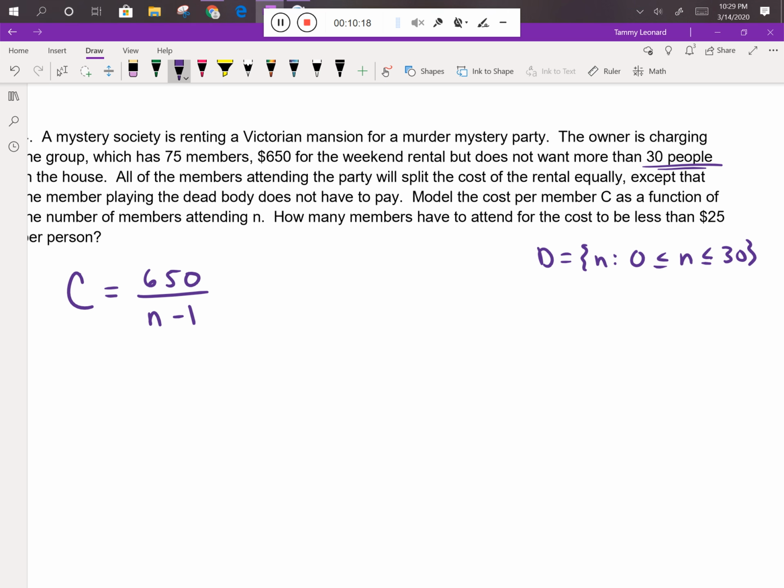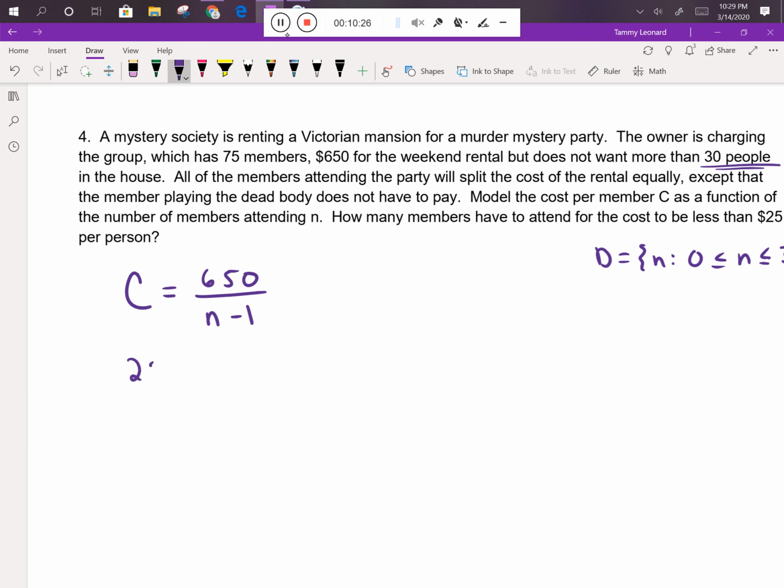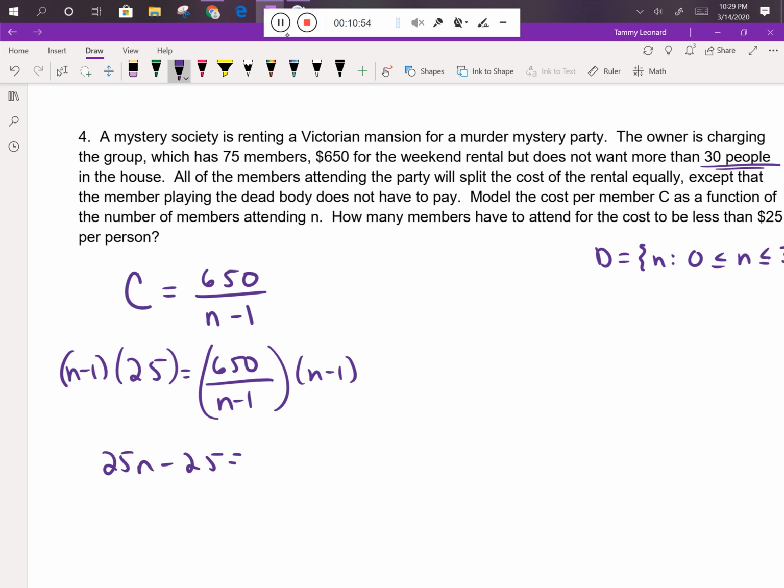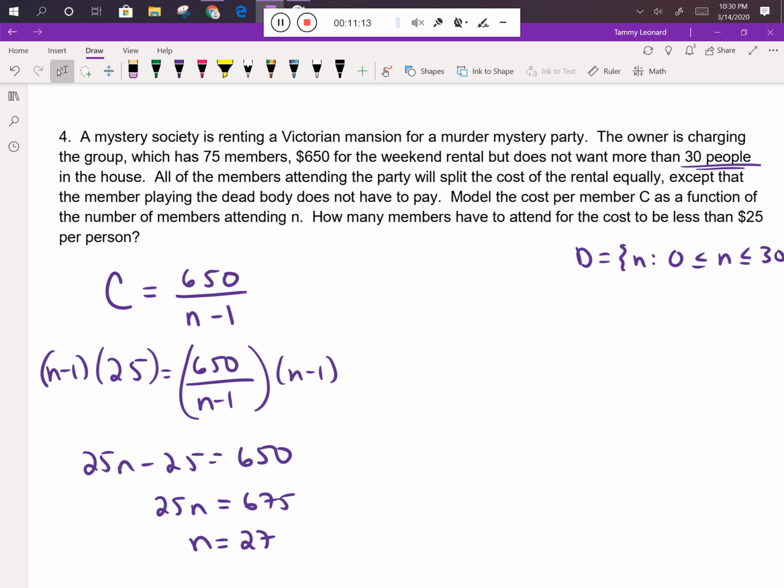All right. It says, how many members have to attend for the cost to be less than $25 per person? So if the cost is going to be $25 per person, then here's my formula. 25 equals 650 divided by n minus 1. Now, you have some choices. You can just multiply both sides by n minus 1, or you can put a 1 underneath the 25 to make it look like a proportion and solve that way. But let's just multiply both sides by the denominator. So we have 25n minus 25 equals 650. If we add 25 to both sides, we have 675 is equal to 25n. And if we divide both sides by 25, we get n equals 27. So that tells us that the number of people who could go was 27.